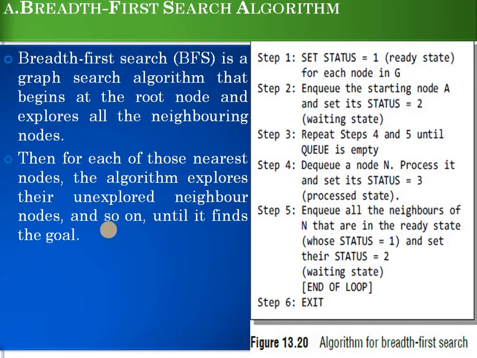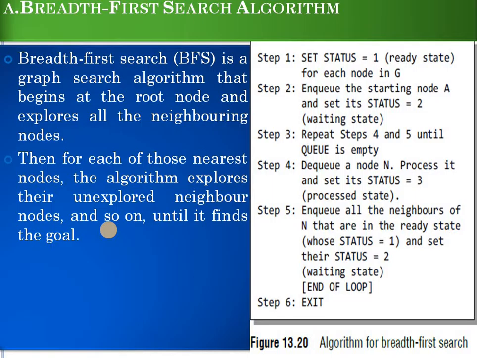Now consider the breadth first search algorithm. Breadth first search is a graph search algorithm that begins at the root node and explores all the neighbors of the node. In breadth first search we traverse level wise. First we visit level 0, that is, process level 0, the root node. Then we move to the next level, level 1. We completely visit all the nodes present at level 1, and after that we move to the next level, level 2, and so on. Here we are processing level wise.